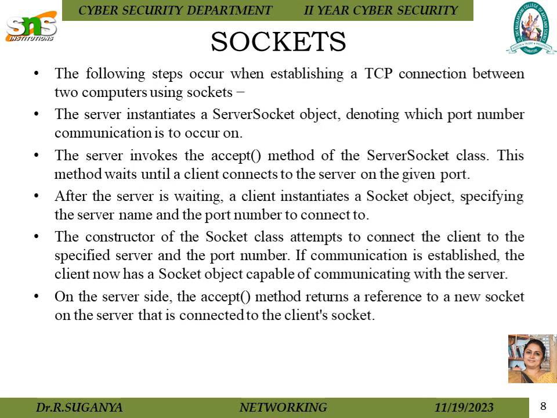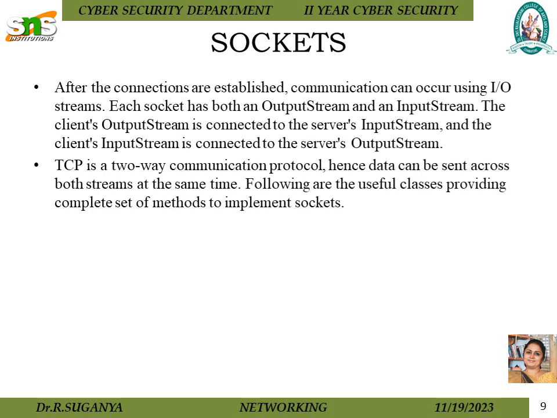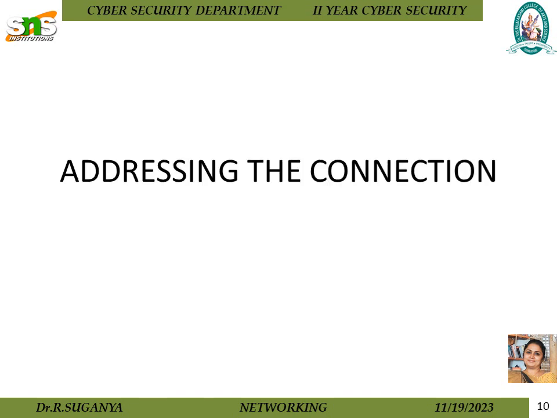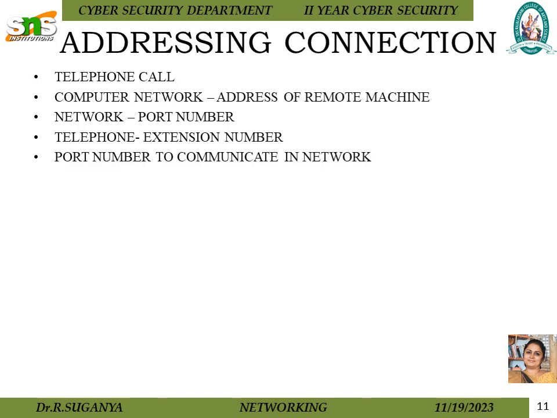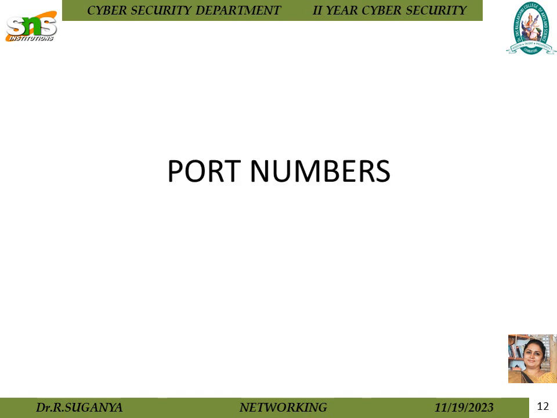On the server side, the accept method returns a reference to a new socket on the server that is connected to the client socket. After the connection has been established, the server's input stream and the client's output stream are connected, so it is a two-way communication protocol. There is a set of methods to implement sockets. We can compare this to a telephone call to a remote machine, using the port number like a telephone extension number to communicate in the network.